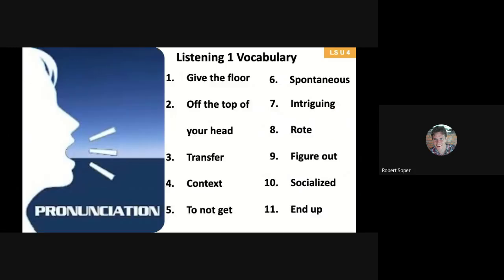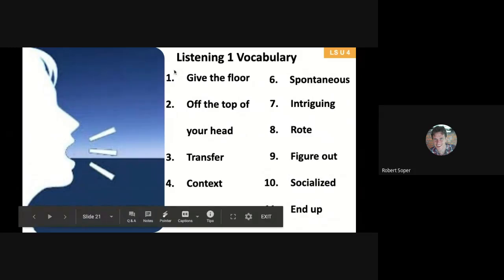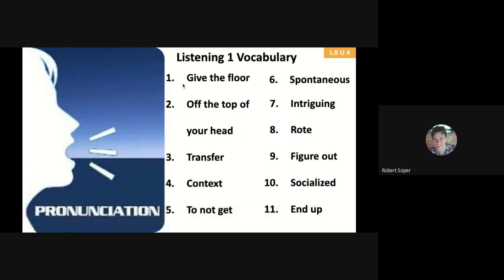Okay, let's move on to the next set of words. This is for listening one, and we're going to quickly go through the pronunciation of these 11 words. So number one, give the floor. Number two, off the top of your head. Off the top of your head.